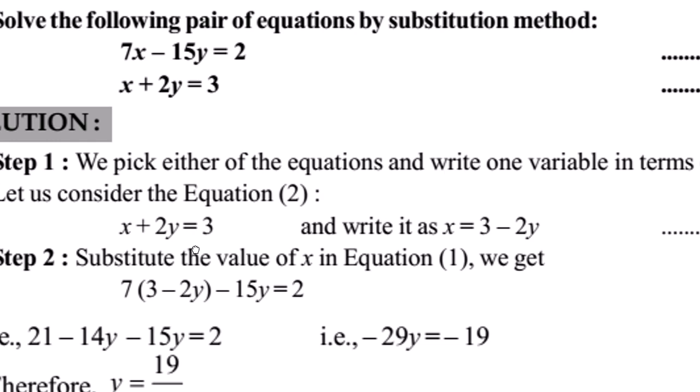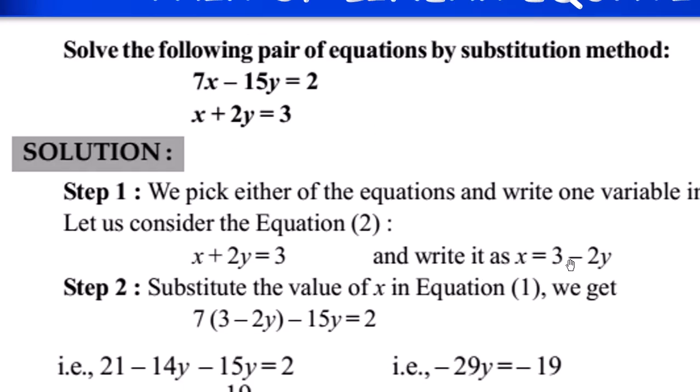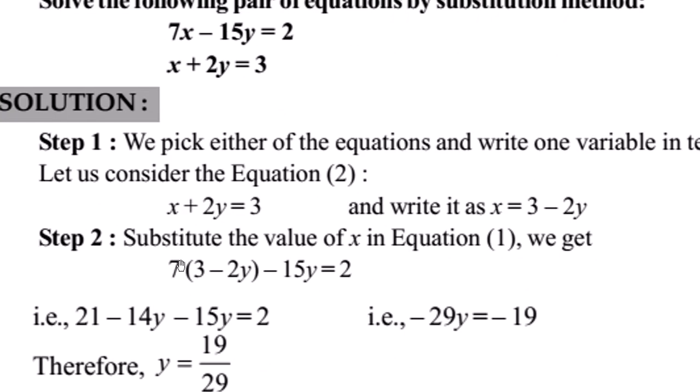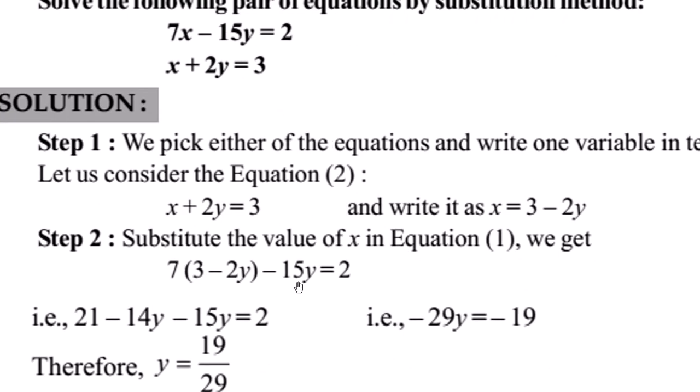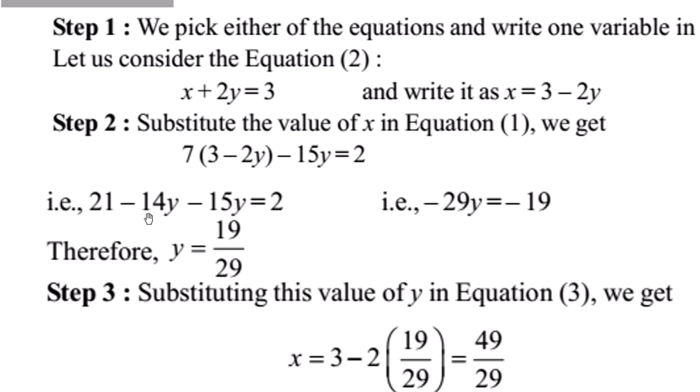Let's take this. Let's take 2y that side. Now in this we are writing x in terms of y. If we take 2y that side, it will become 3 minus 2y. Now substitute this x value, 3 minus 2y, in the first equation. In the place of x, 7 into 3 minus 2y, minus 15y equals 2. So 7 times 3 is 21, minus 14y, 7 times 2 is 14y, minus 15y equals 2.